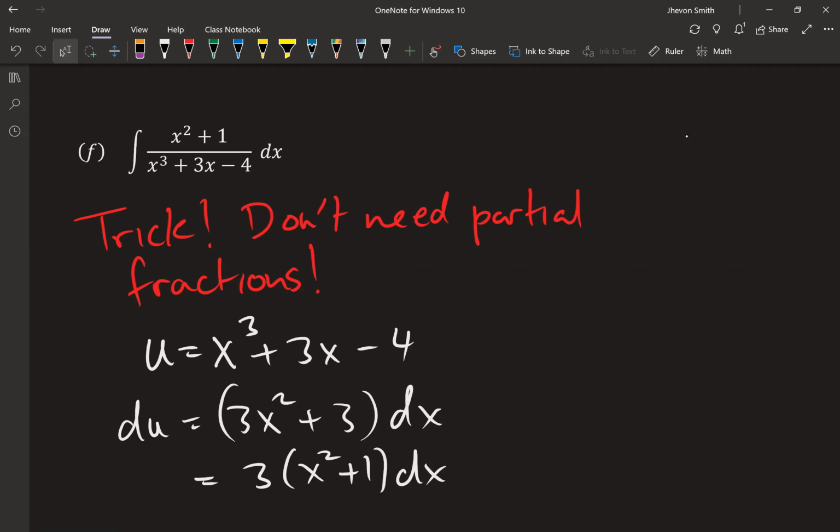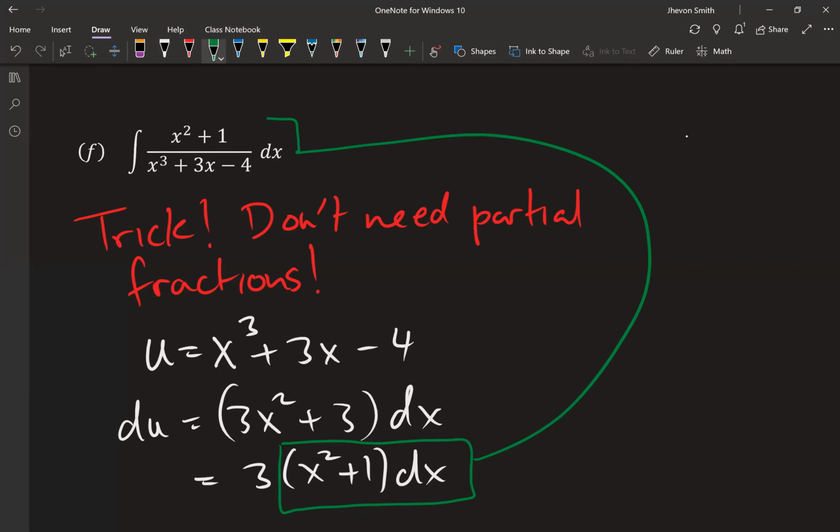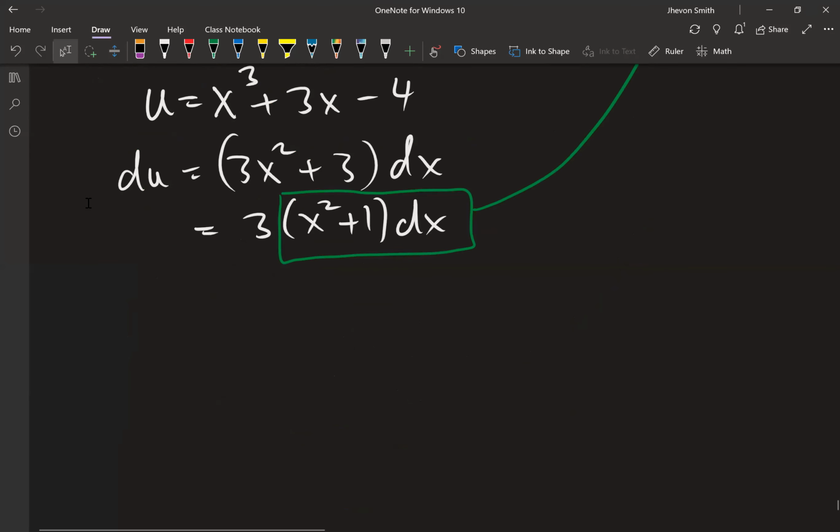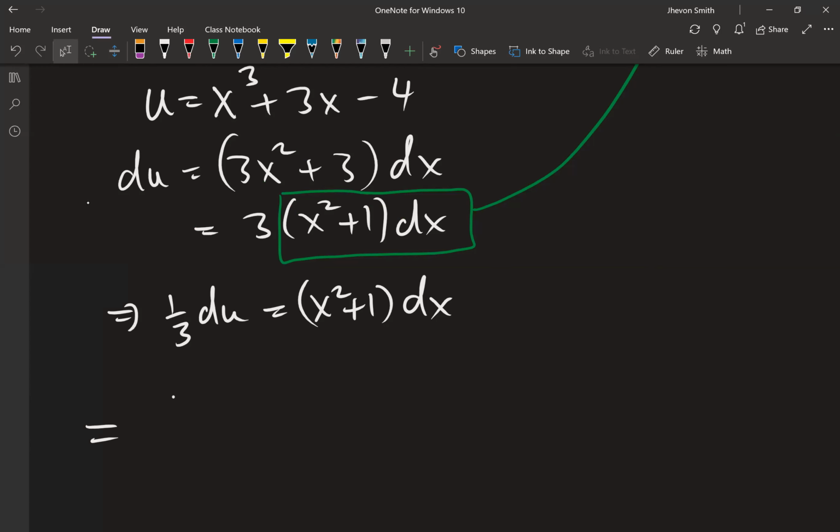And at this point, you're like, look at this. Look at that. So this is actually a substitution problem. You didn't need partial fractions. It was a fake out. So here, what you'd realize is 1/3 du is going to be the numerator, x squared plus 1 dx. And so the integral just becomes 1/3 the integral of 1 over u. So it's actually just a regular u sub.